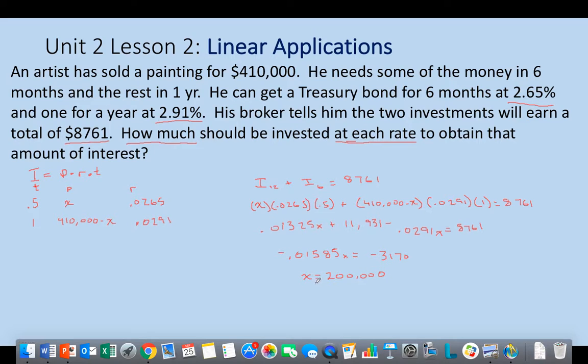So remember, the x stood for the amount that I invest in my 6-month thing. And so this is what I'm going to put in the 6-month bond. And so I'm going to subtract that from 410,000. That would give me 210,000 in my 1-year bond.